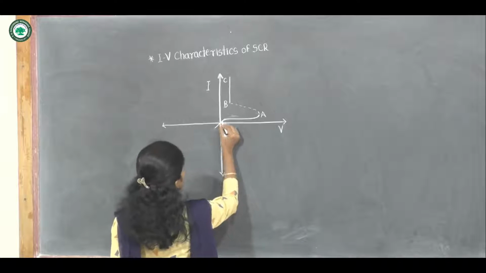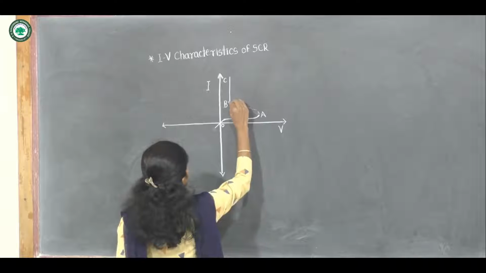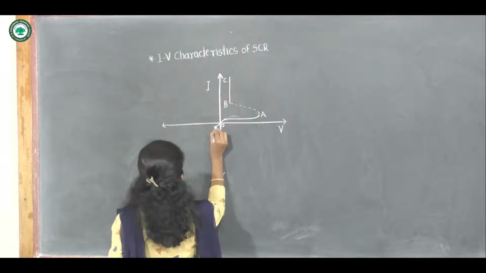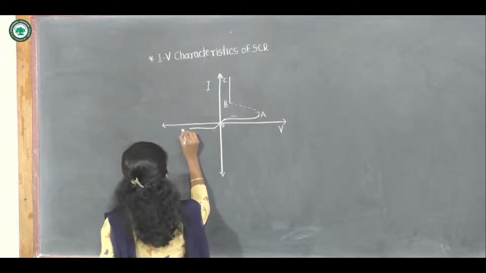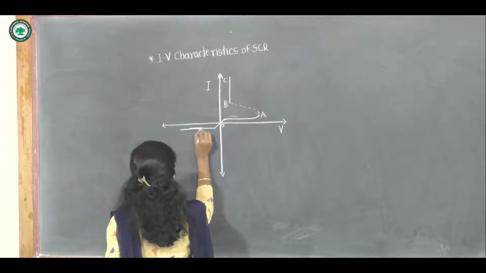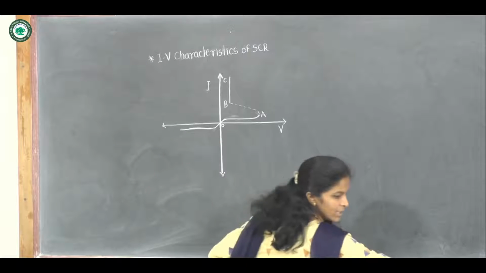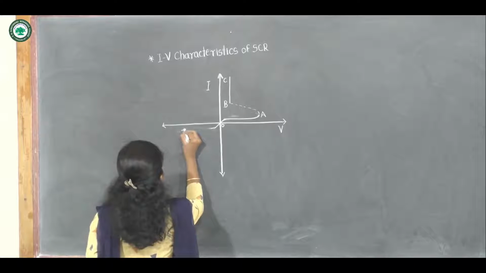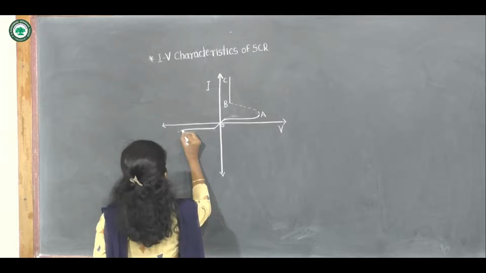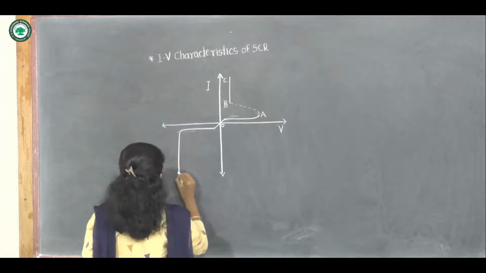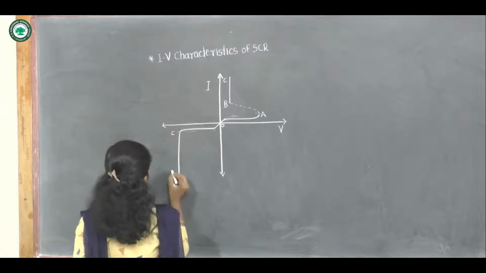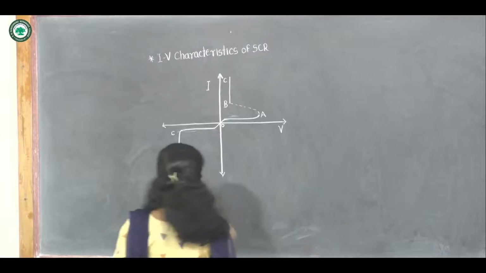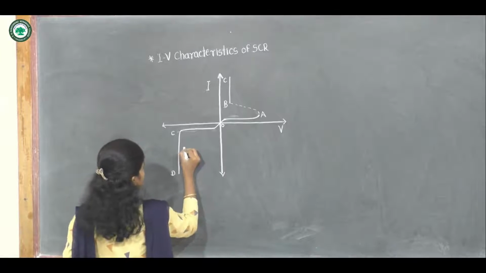The curve OABC shows the forward characteristics of SCR, while the curve ODC shows the reverse characteristic of SCR. This is point C and this is point D, and this is called avalanche breakdown.